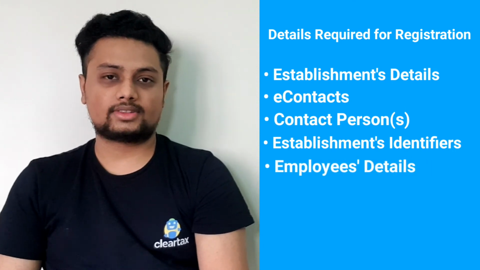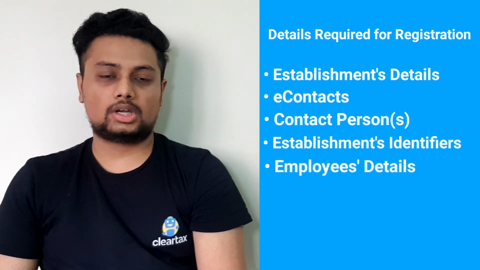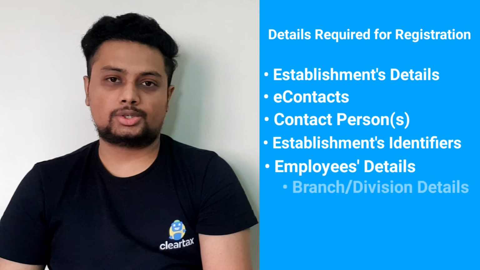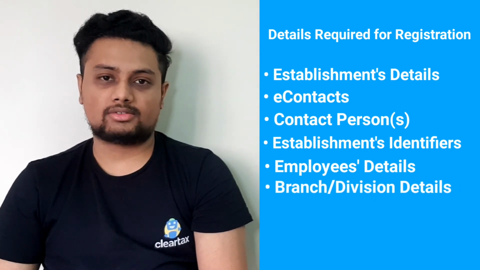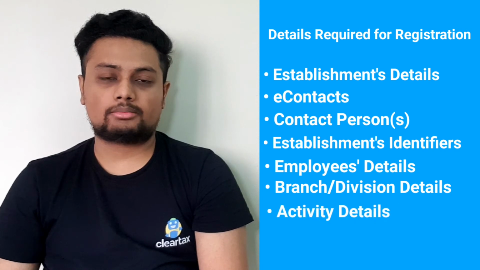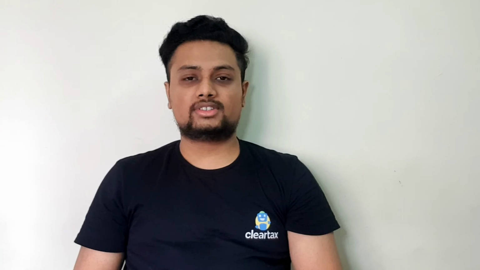Employee details. This includes the total number of employees, gender breakdown, type of activities, and total wages. Branch or division. If the employer has any branch or division, then those details are required. Activities. The employer should choose the type of business activity that they are involved in. Once you have these details in hand, you can register with the EPFO.